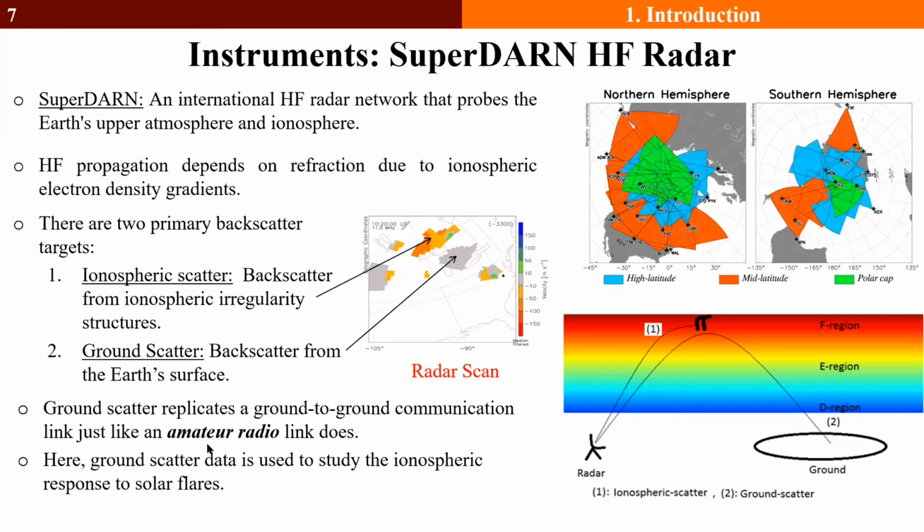If you imagine this one-hop communication, it's ground scatter, a ground-to-ground link, which kind of replicates an amateur radio link. Typically in the daytime we are dominated by this ground scatter signal. And for this particular study as well, we are going to use ground scatter data.